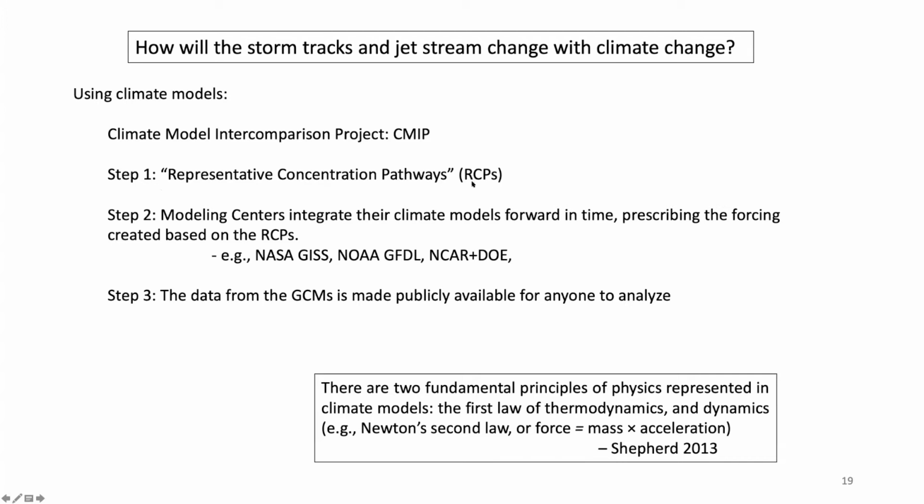The idea there is that we have an idea of how population is going to change. We have an idea of how fossil fuel use is going to change. And we use that to make projections of how concentrations of greenhouse gases change in the future. And then modeling centers integrate their climate models forward in time, prescribing these changes. And then the data from the climate models are made publicly available for anybody to analyze. And so I'll show you results from folks who didn't run the models themselves, actually.